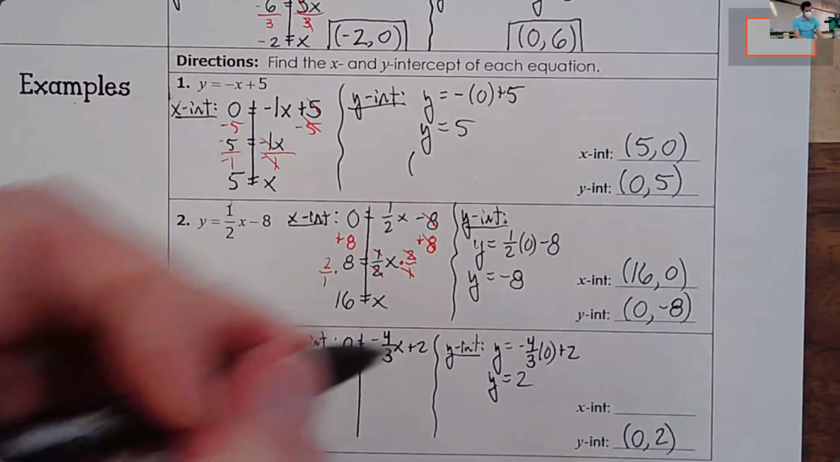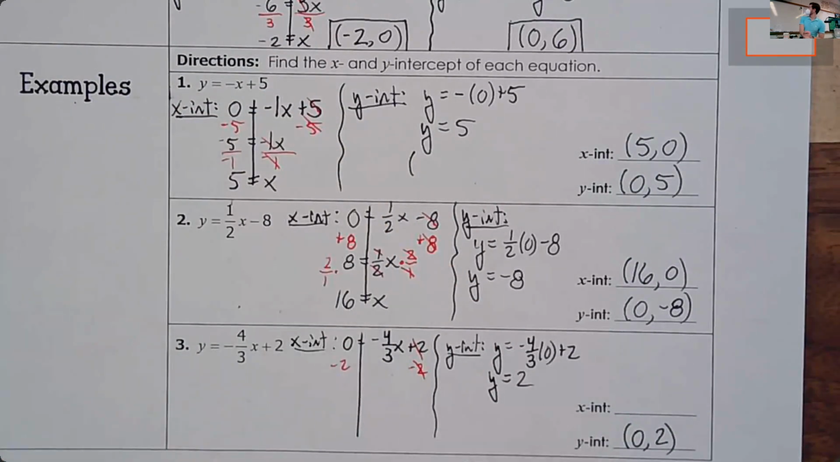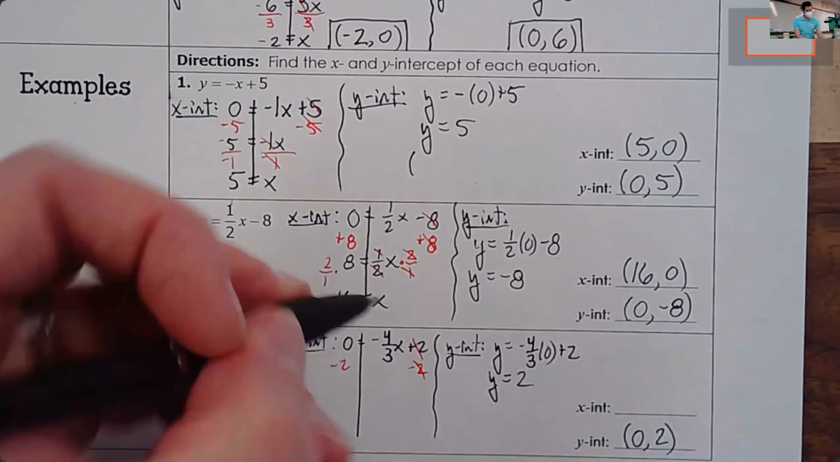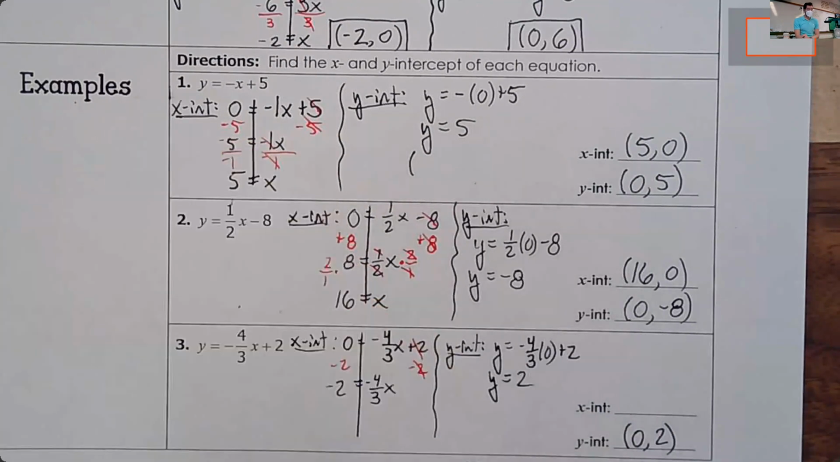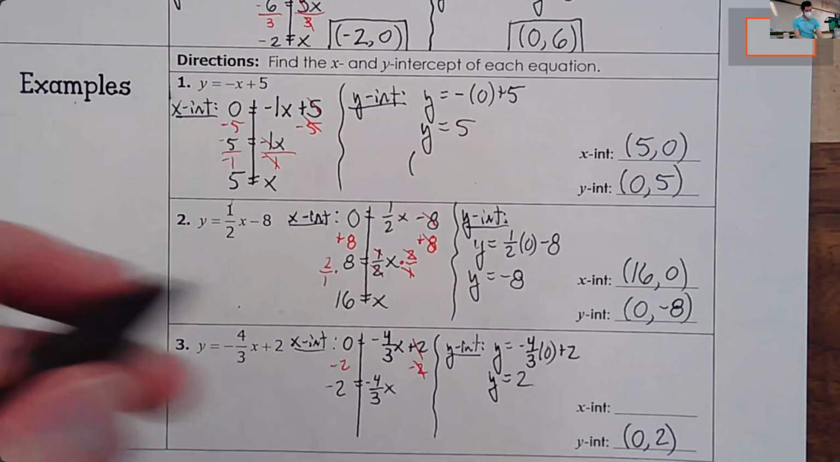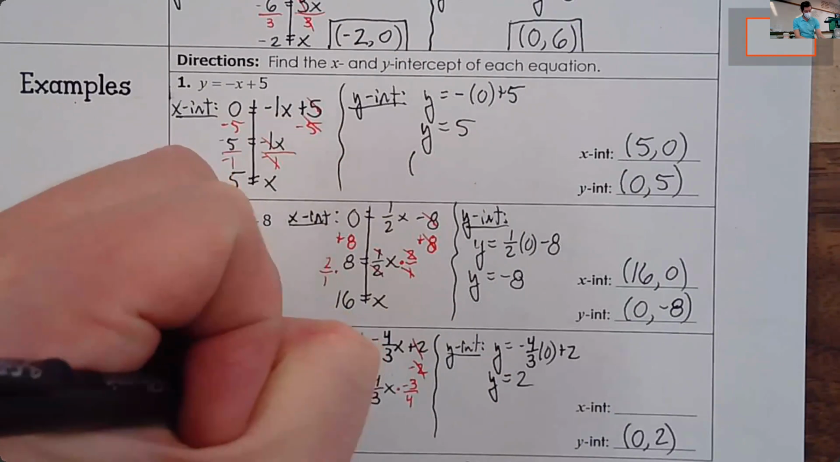First thing we're going to do, subtract 2 from both sides of the equation to get rid of the positive 2 over there. On the left-hand side, 0 minus 2 is negative 2, and that's going to equal negative 4 over 3 times x. Now, in order to get rid of the fraction that is multiplying by our variable, we have to multiply both sides by the reciprocal of that fraction, which is -3/4. So we're going to multiply by -3/4 on both sides.